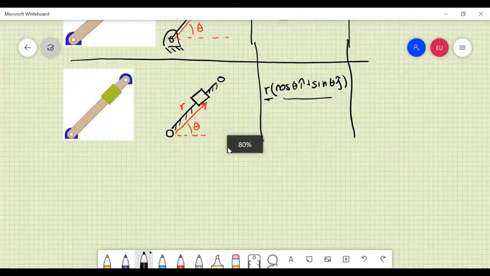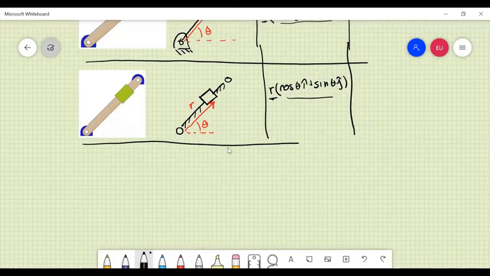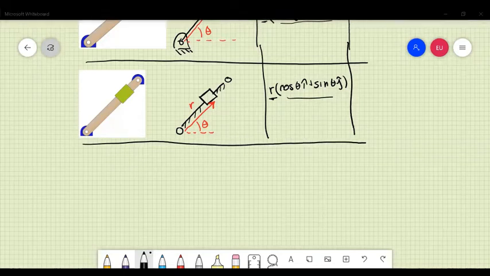Let's do the last case. Last case, let me grab the figure from the SolidWorks model.